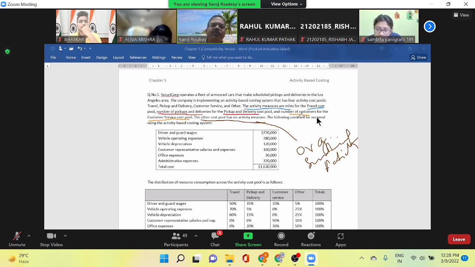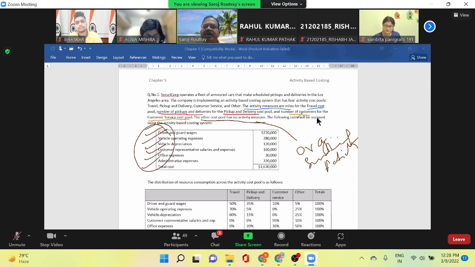So what we have to do, but the expenses we incur like this: driver wages, how much we have paid; petrol, diesel consumption, vehicle depreciation, customer representative salary, office expenses. This is how we incur the expenses. But you cannot find out a driver for these expenses. If you find out, then you don't need to divide it into different activity level. Then we found that these are the 4 activities.